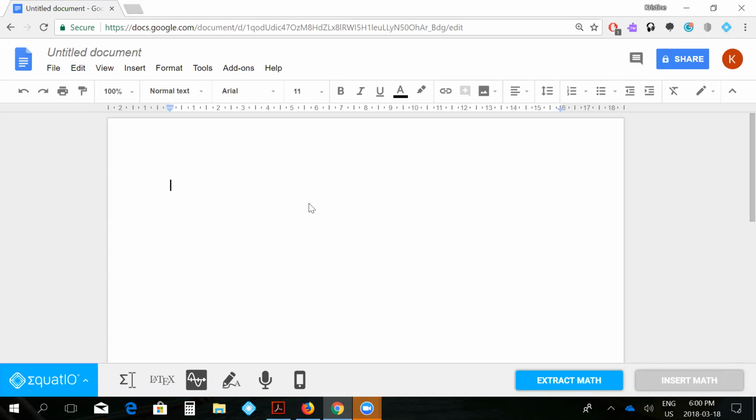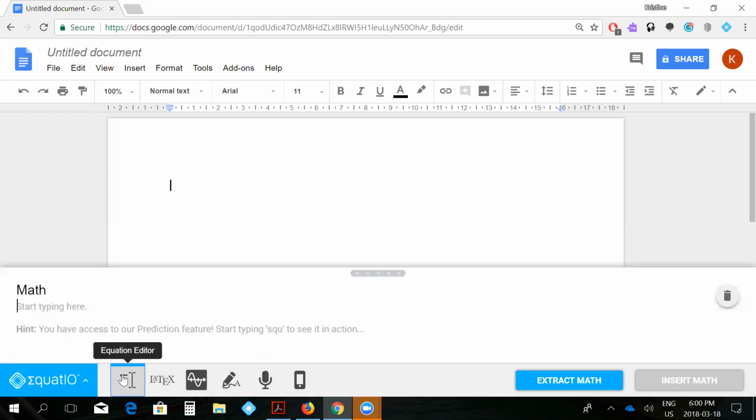And so EquatIO has these functions here. There's equation editor, latex editor, graph editor, handwriting recognition, speech input, and there's this EquatIO mobile right here. So you can actually use EquatIO on your phone as a scanner to scan formulas and things. So let's get started with the equation editor.